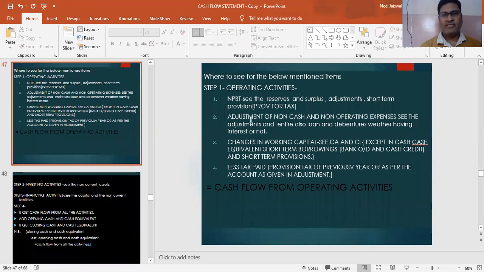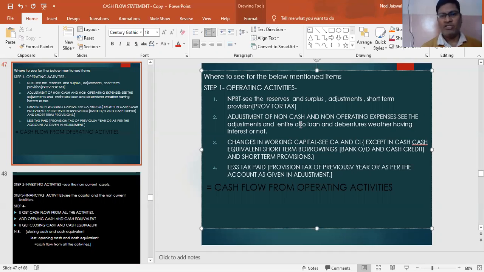Next, so how to see the operating profit? We have to calculate NPBT, which we have learned already, net profit before tax. And after getting net profit before tax, we have to adjust. Adjust what? Adjust the non-cash and non-operating expenses. To see these, we need to see the adjustment and the entire loan and debentures, whether having interest or not, for the interest part.